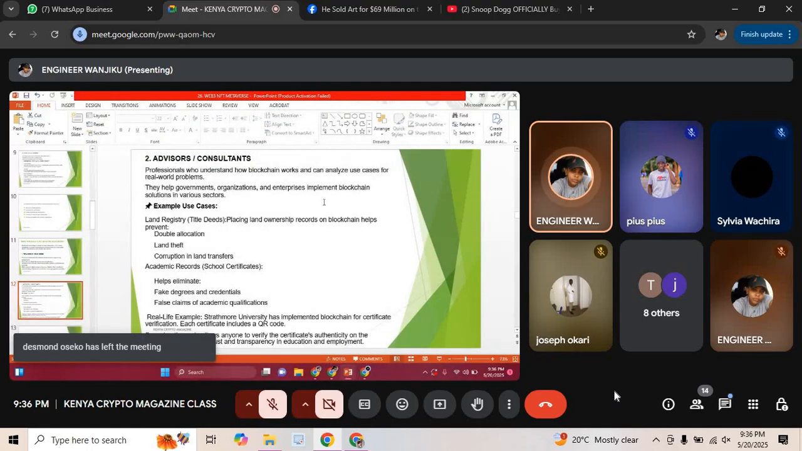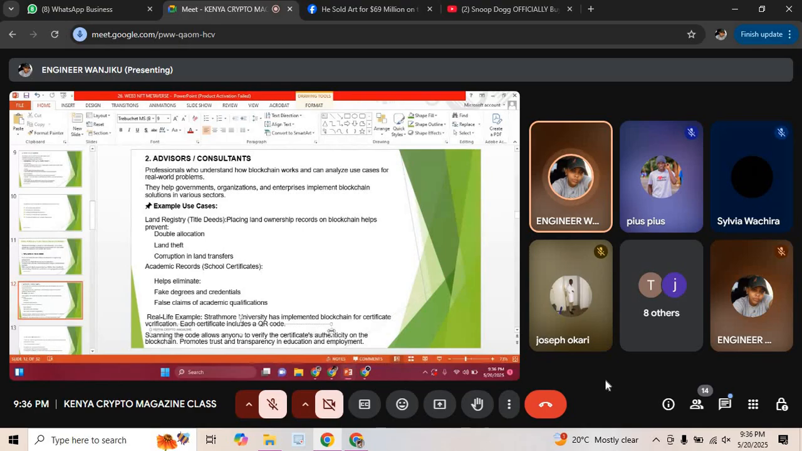Let's look at number 2, advisors and consultants. Let's say you're not good at coding and everything. It doesn't mean you cannot participate in the blockchain. We have a slot here for advisors and consultants.